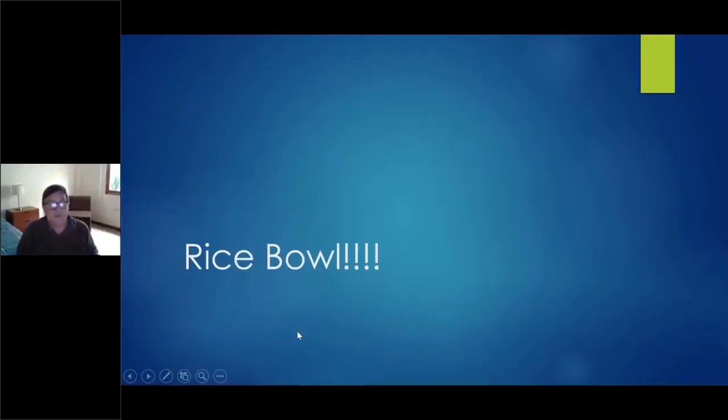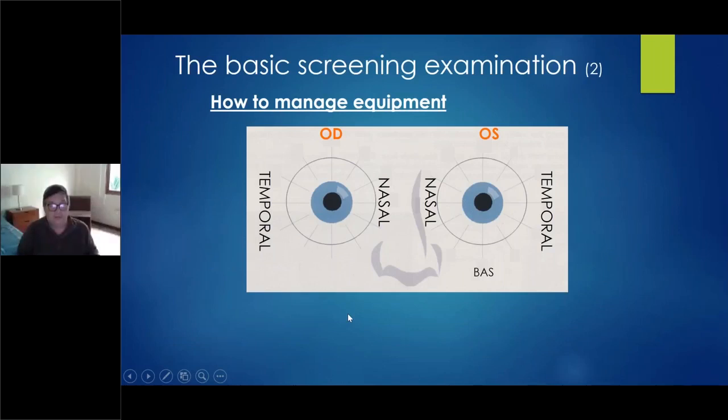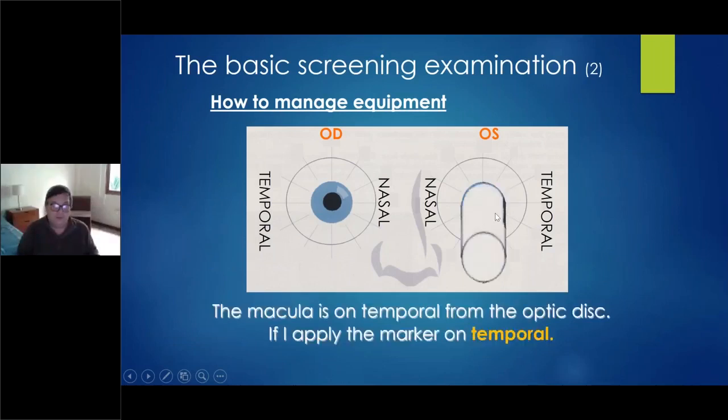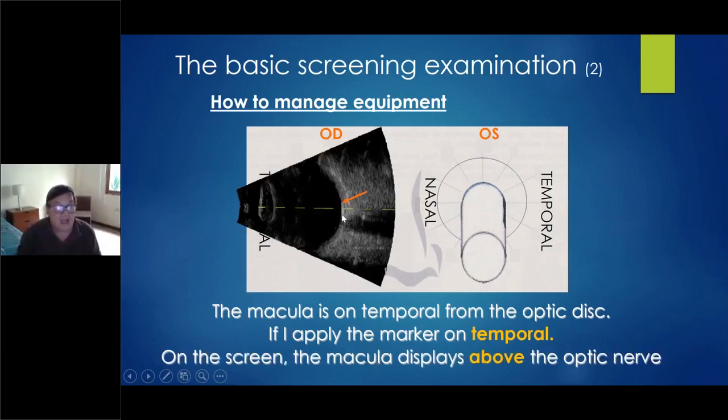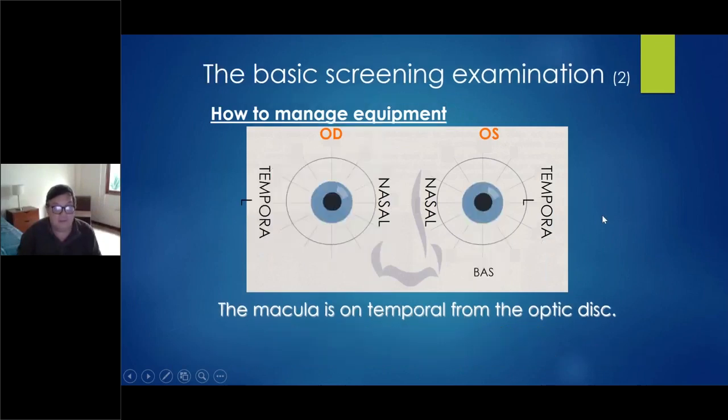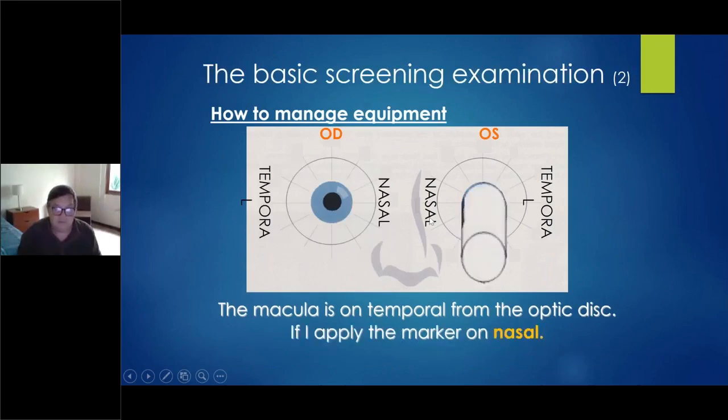If you put your probe with the marker temporal, the macula is temporal from the optic disc, and the screen displays the macula above the optic nerve. The opposite: when you put the marker to the other part, the macula is below the optic nerve.